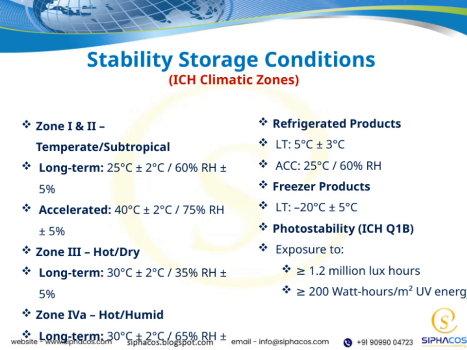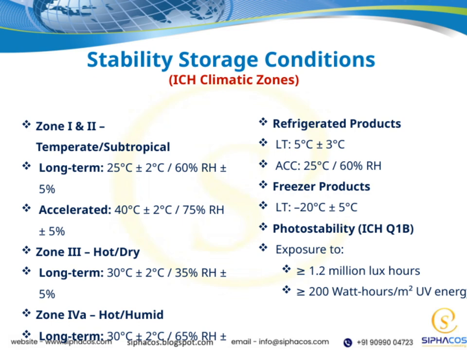In zones IVA and IVB, we see hot and humid conditions. Zone IVA has a long-term temperature of about 30 degrees C with a moderate humidity of around 65%, whereas Zone IVB, which is particularly relevant to India, has the same temperature but a higher humidity of approximately 75%. These distinctions are crucial because they help us tailor storage requirements to each environment.